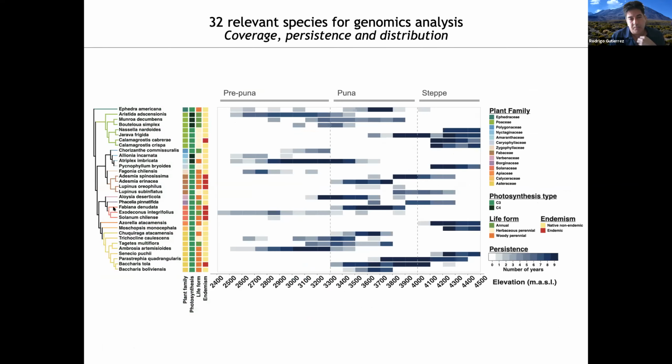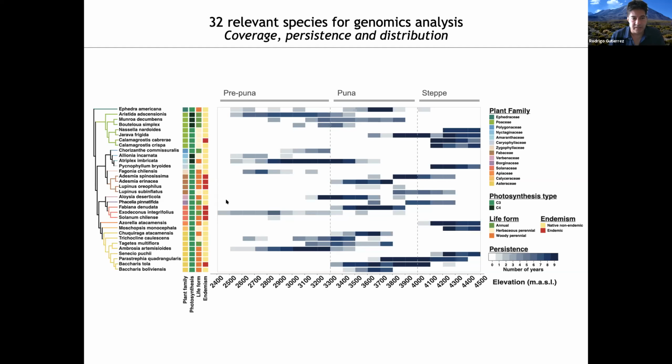using this information about diversity, we selected 32 what we call ecologically relevant species for genomic analysis, primarily using 3 criteria: coverage, so how much of the ground these species cover; persistence, that is how many times we find these species when we go. So obviously, if the plant is always present and it has a high coverage, it's probably very important in ecological terms; and also the distribution, so how much of the transect it covers.